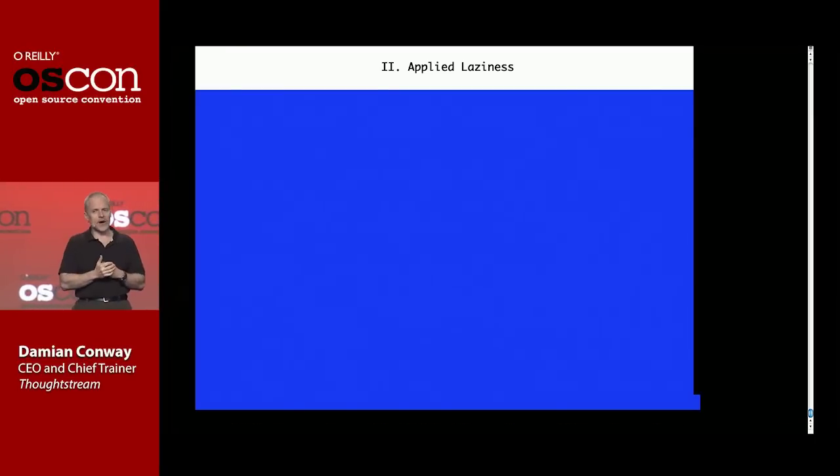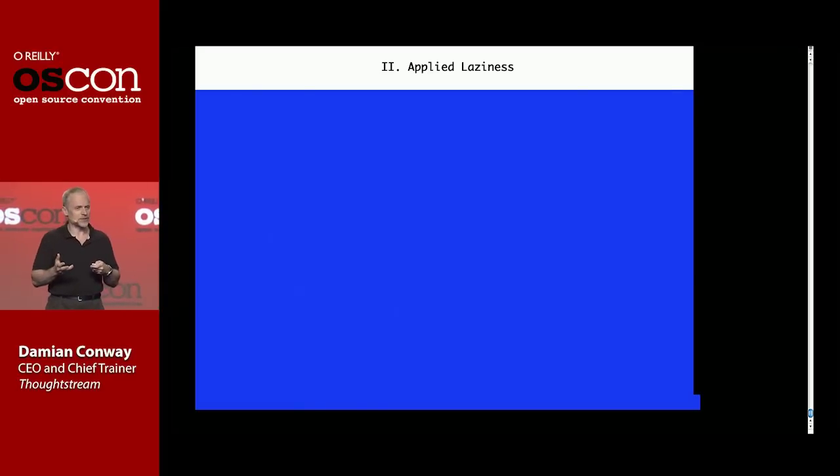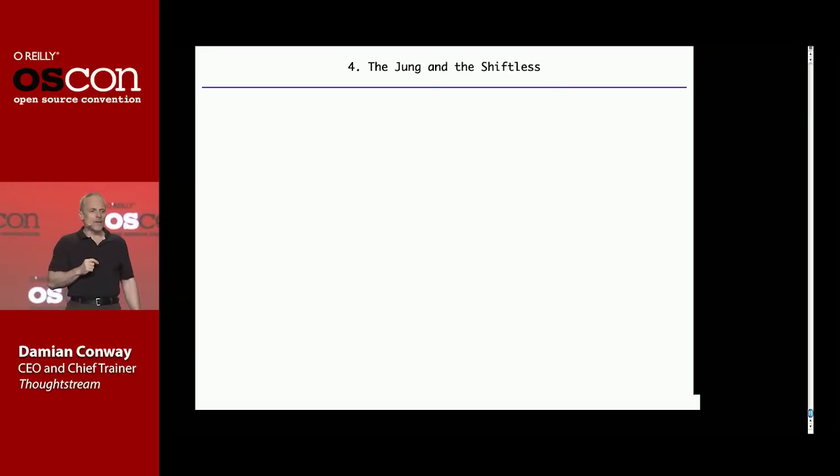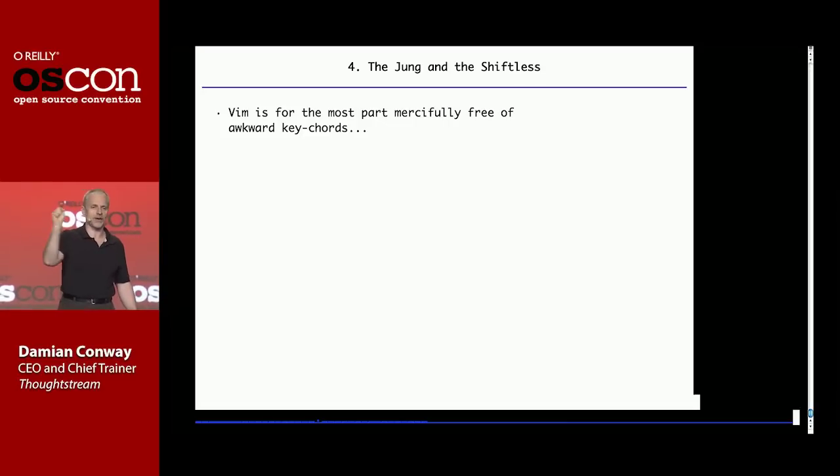The second set of ideas that I've got for you have to do with laziness. And I'm really big on laziness. That's why I don't use Emacs. Can't be doing that many characters at a time. So one of the things I like about Vim over Emacs is it doesn't have a lot of these awkward key chords. I can generally just hit one key and get some useful action out of it.